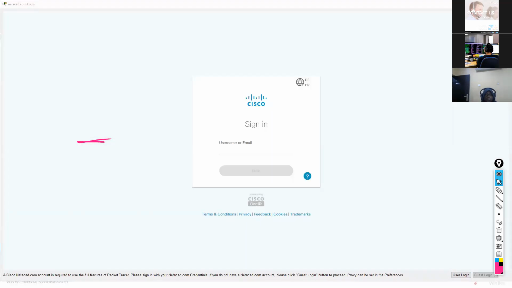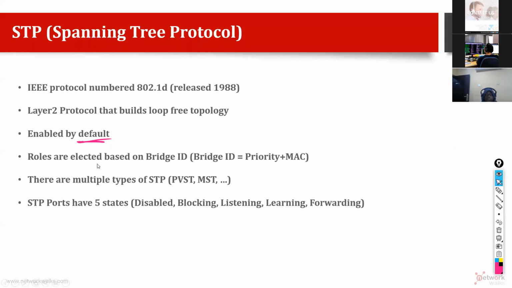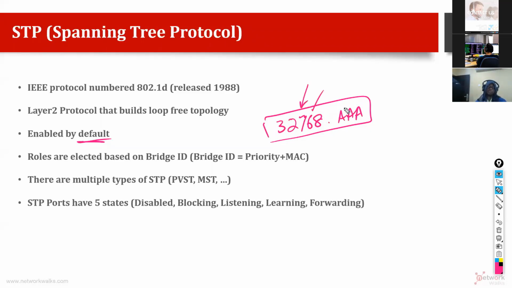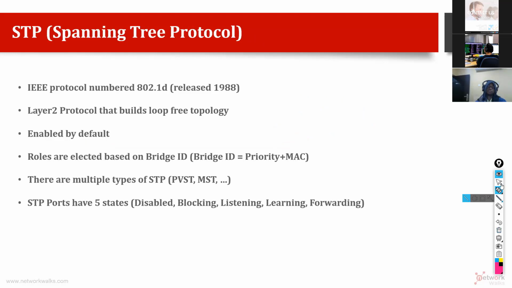Meanwhile, let's move back to our lecture. So the roles which are selected are based on the ID. Each switch in the spanning tree protocol is assigned an ID and it is called the bridge ID, or you can say the switch ID. So the switch ID is basically priority plus MAC. The default priority is this one, and then if the MAC address is AAA, then this is called the bridge ID. So the priority is always fixed, and this one is the MAC address, which is also fixed on the device. We will see this in our lab as well.